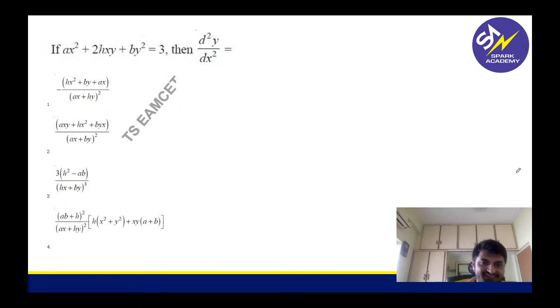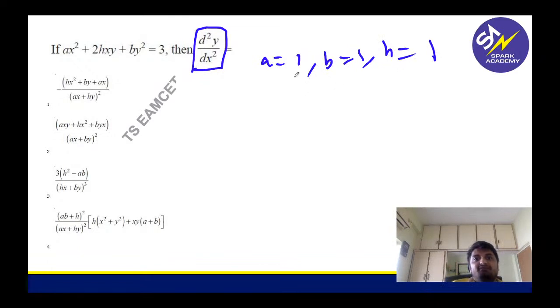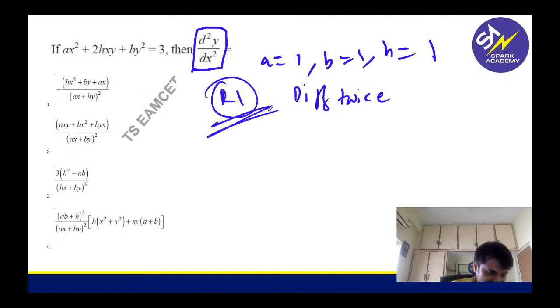This one, guys, again. Isn't it easy again, guys? What I will do is, to avoid confusion, I will give A1, B1, H1, differentiate twice. Round 1. I am not solving, guys.